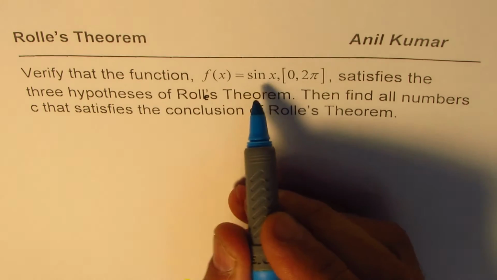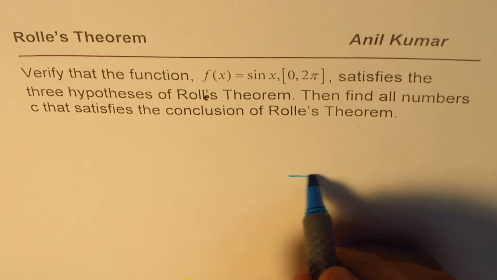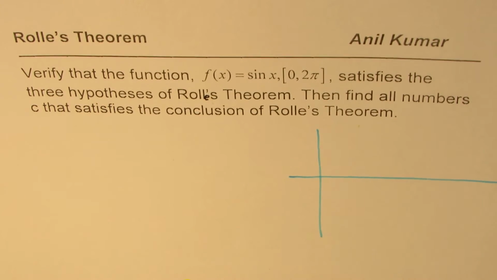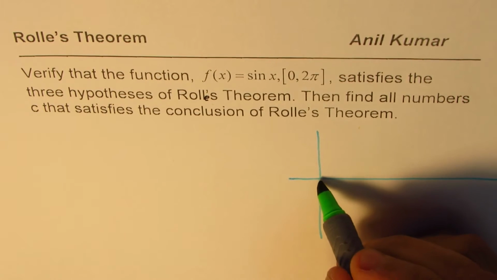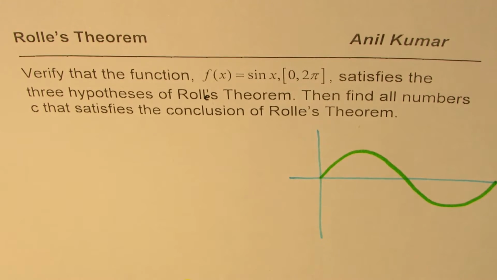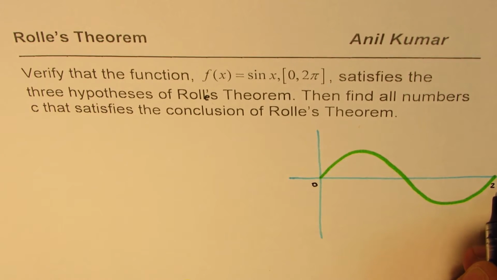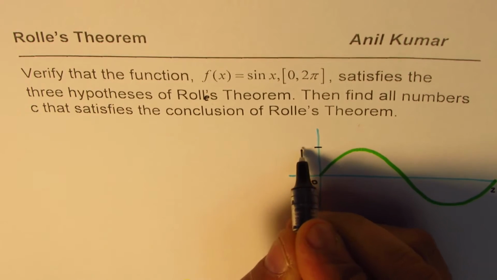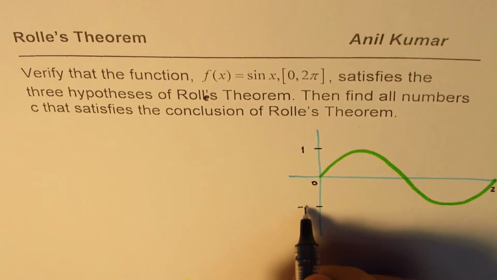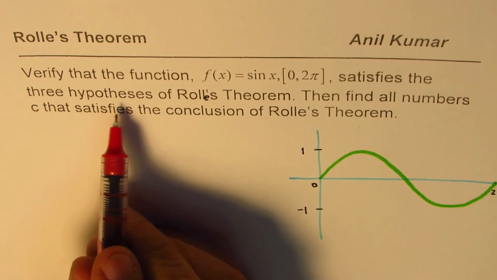Right. So let's explore this function f of x equals sine x within the given interval. Let me sketch this and then we'll verify. So sine x is kind of like this within the interval 0 to 2 pi, where the maximum value is 1, the minimum is minus 1. So this is from plus 1 to minus 1. Now let us see how we can verify that it satisfies three hypotheses of Rolle's theorem.